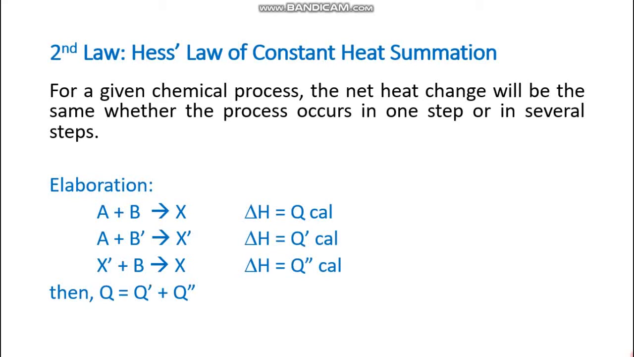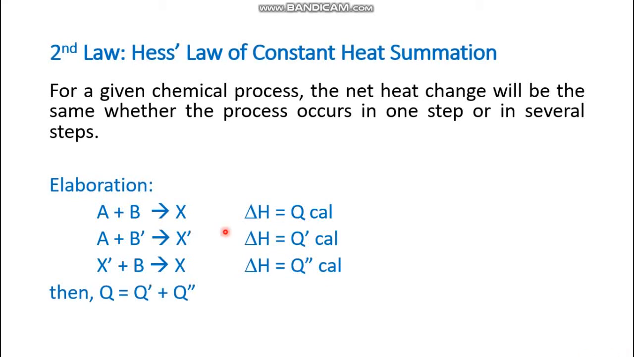Now the second law is known as Hess's law of constant heat summation, after the name of a Russian scientist, Dr. Germain Hess. This law is also known as the law of constancy of heat. This law states that for a given chemical process, the net heat change will be the same whether the process occurs in one step or in several steps.